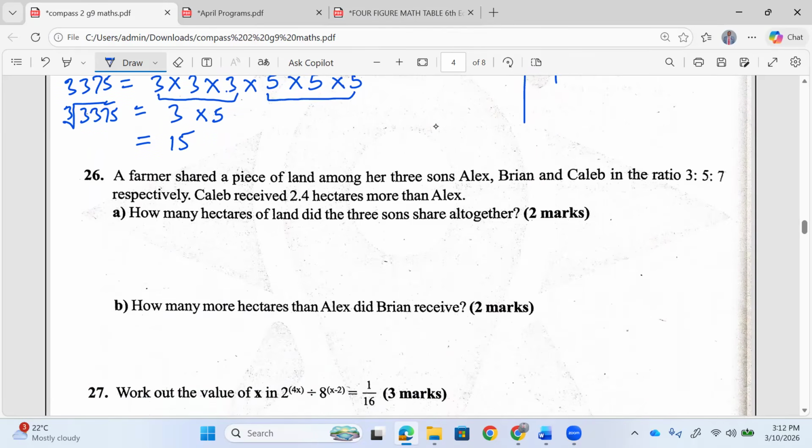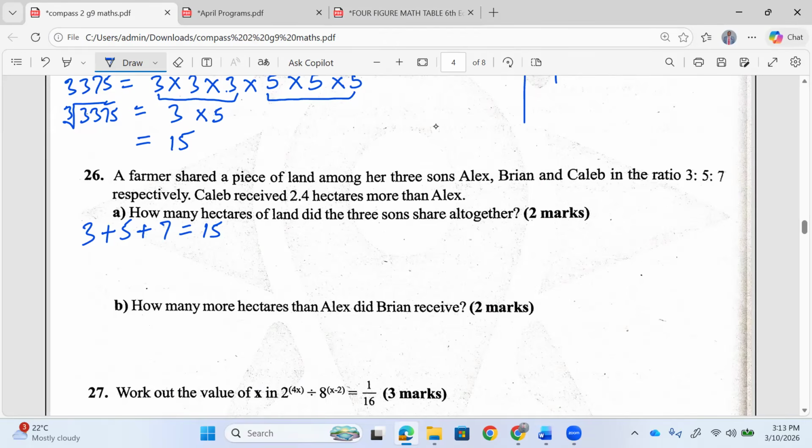Number 26. Now, a farmer shared a piece of land among her 3 sons, Alex, Brian, and Caleb, in the ratio 3:5:7, respectively. Caleb received 2.4 hectares more than Alex. How many hectares of land did the 3 sons share all together? So how many total proportions do we have? 3, 5, and 7. Is this 15? Yes. So we have 15 proportions being shared.